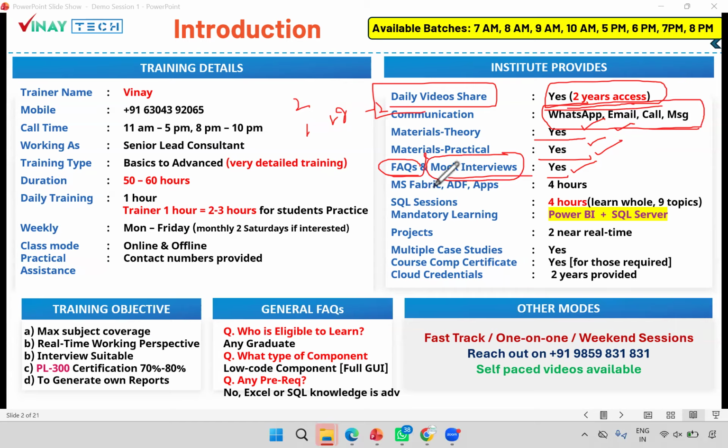And Microsoft Fabric, Azure Data Factory, Power Apps, these kinds of sessions I'm conducting for 4 to 6 hours. And this awareness is helpful for you to join IT companies.